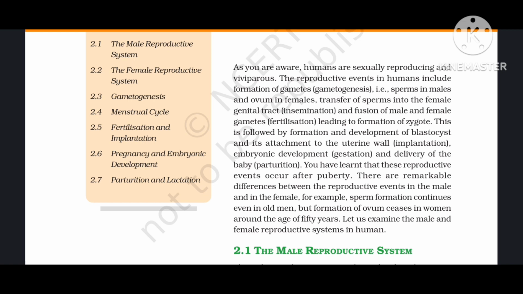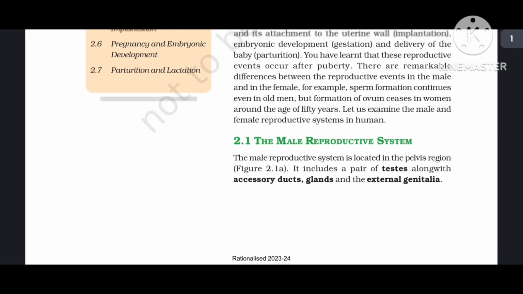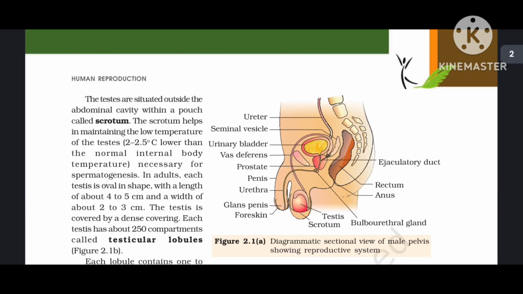You have learned that these reproductive events occur after puberty. There are remarkable differences between the reproductive events in the male and in the female. For example, sperm formation continues even in old age. Sperm formation continues even in old men, but formation of ovum ceases in women around the age of 50 years. Let us examine the male and female reproductive systems in humans.